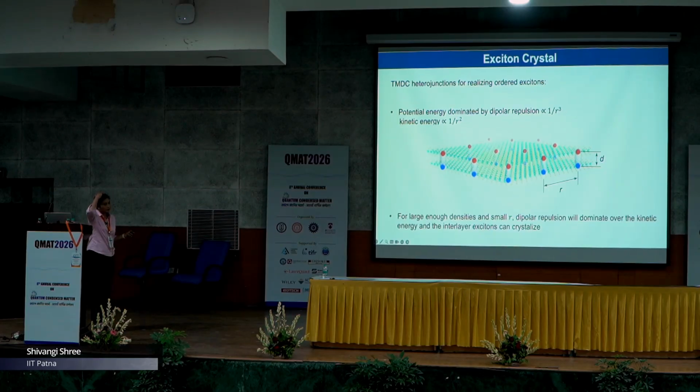One of the theory predictions is that potential energy is proportional to 1 over r cubed, whereas kinetic energy depends on 1 over r squared. So for a large enough density of excitons and lower value of r, which is basically the spacing between the two sites here, we expect to crystallize this interlayer exciton.